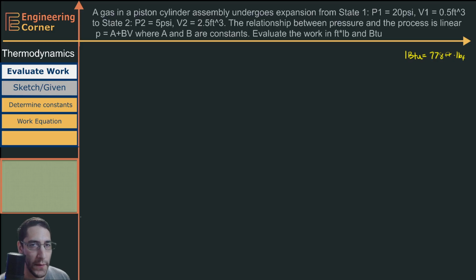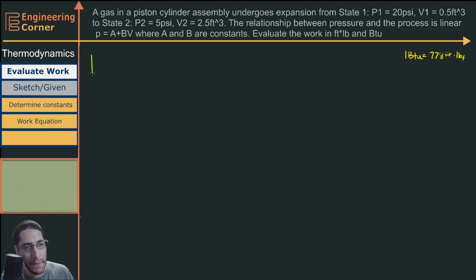Whenever I work a thermodynamics problem, whenever possible, I like to make a sketch of what's going on, so I can understand physically what is happening. And I write down the given information. I go through the problem statement and write down the given information for each of the states, or however it's broken up. So first I'm going to do state 1.